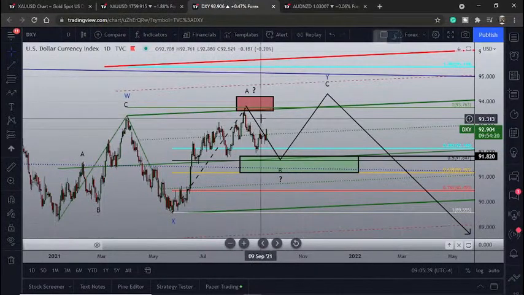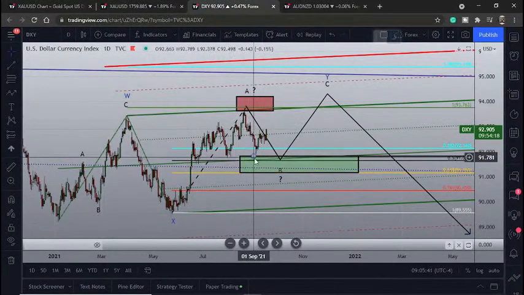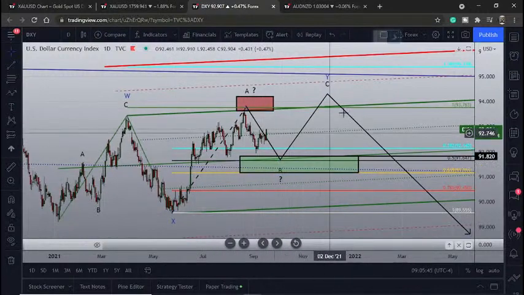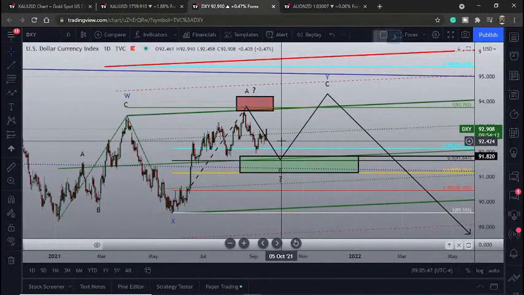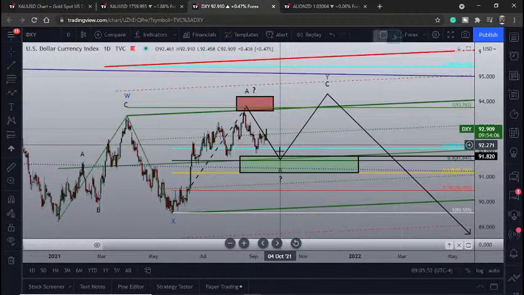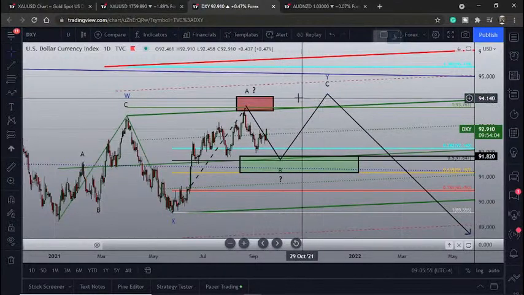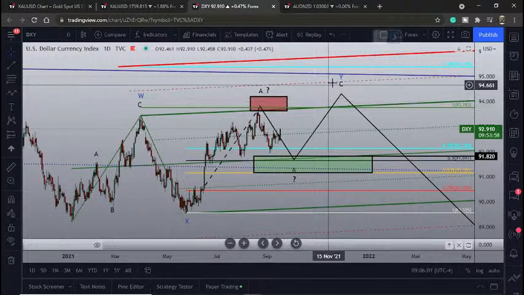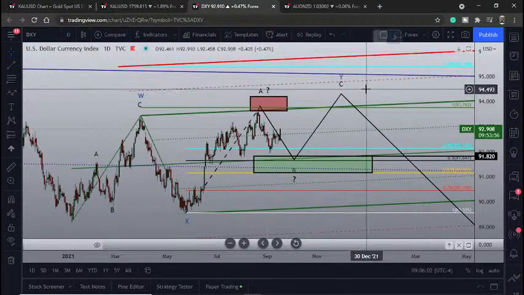If we fail here, I'm still probably seeing this as an ABC for the B wave of the second ABC, and then probably make landfall towards the end of this month, beginning of October, and then head higher. And at that stage, people are going to think, great, the dollar is going up again, and this would, in my opinion, be the end of that C wave.